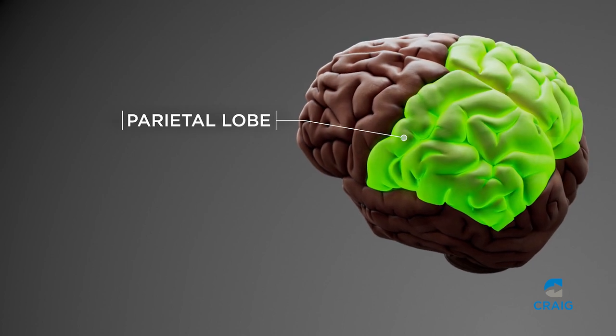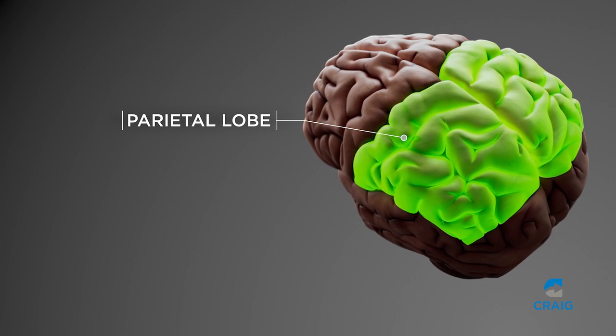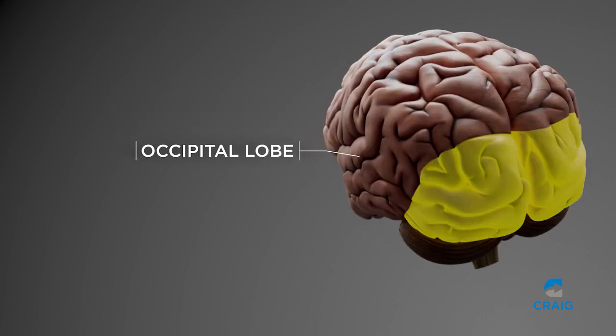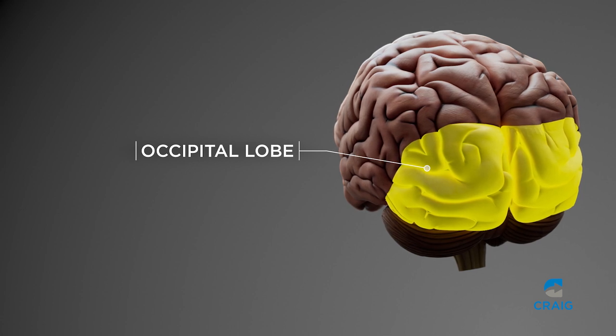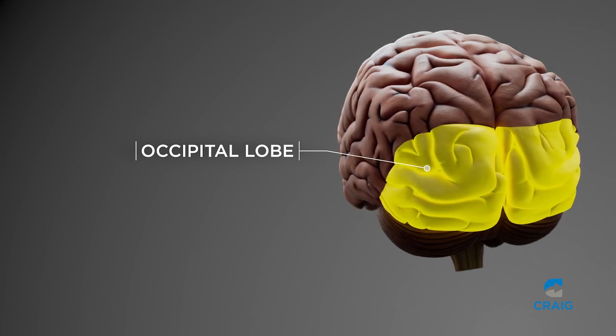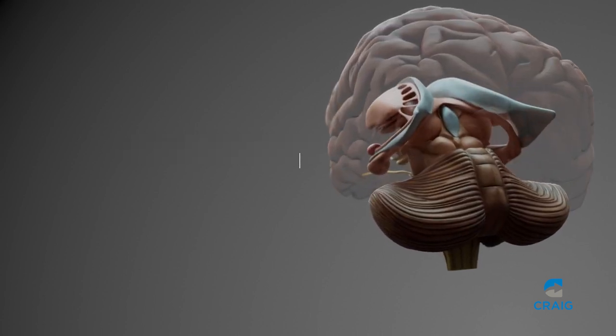An injury to the parietal lobe may interfere with a person's ability to sense touch, temperature, and pain. An injury to the occipital lobe may cause a person to have trouble recognizing familiar faces. They may also have problems with depth perception and even distinguishing color.